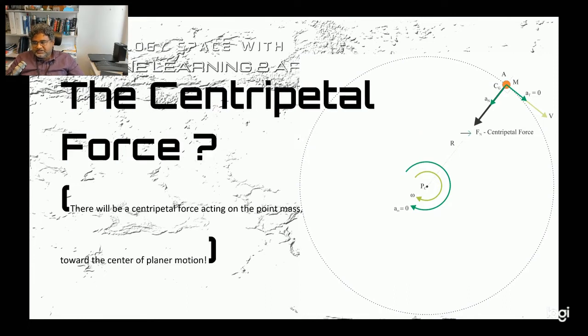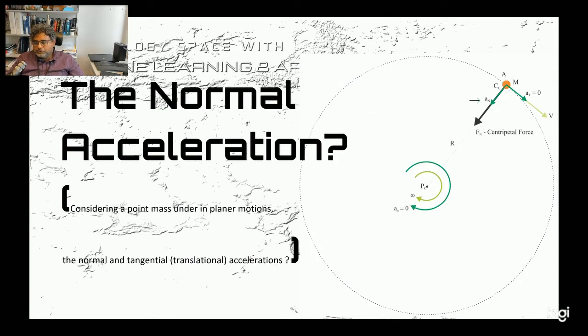The first feature is the centripetal force. That means when this point mass is going through a circle, there is a force acting on this point mass but pointing towards the center of the planar motion. That is the force actually holding this point mass while it is rotating through a circular path. That force is denoted by Fn, and it is called the centripetal force. So you know, if a force is applied to a point mass or a rigid body, what would be the next step?